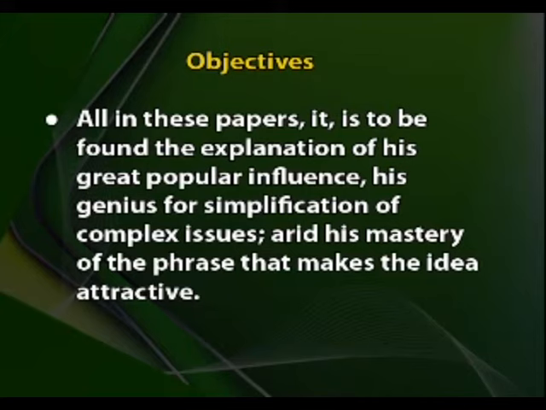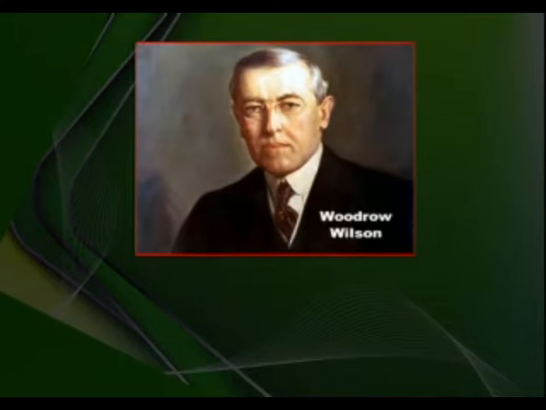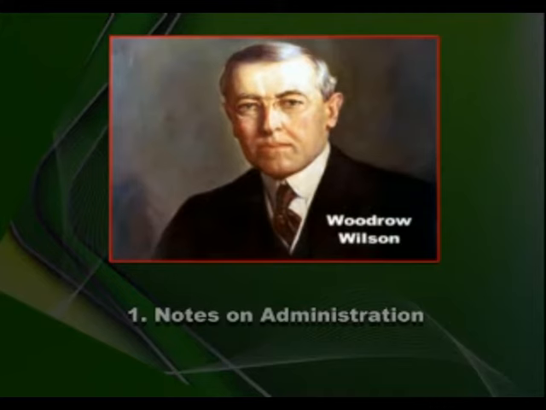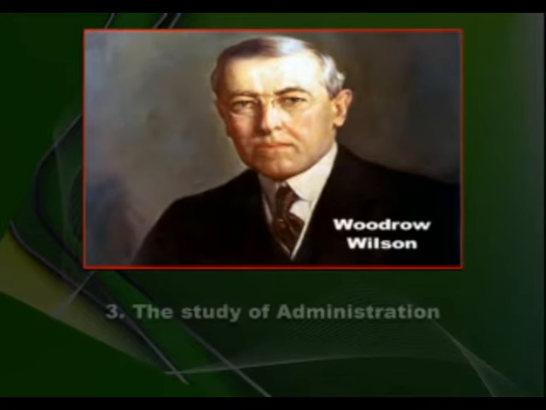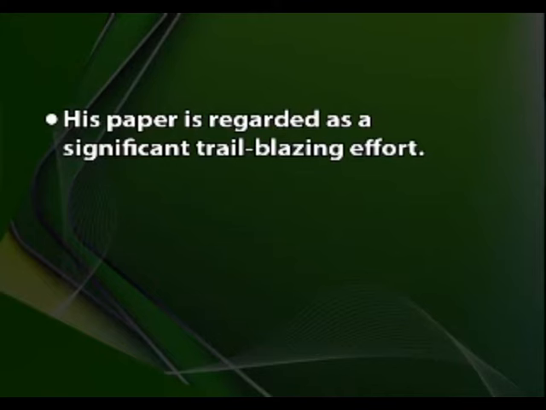Wilson's first analysis of the field of administration was presented in his paper, The Study of Administration. Actually, he prepared 3 drafts of the paper. First, he gave the title Notes on Administration. Second, he gave the title Art of Administration. Third, the title was The Study of Administration. This paper, published in 1887 in Political Science Quarterly, is regarded as a significant trailblazing effort.